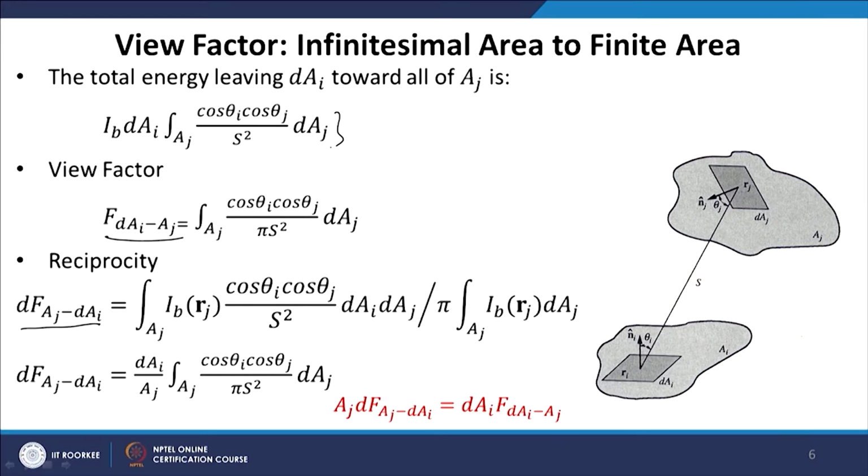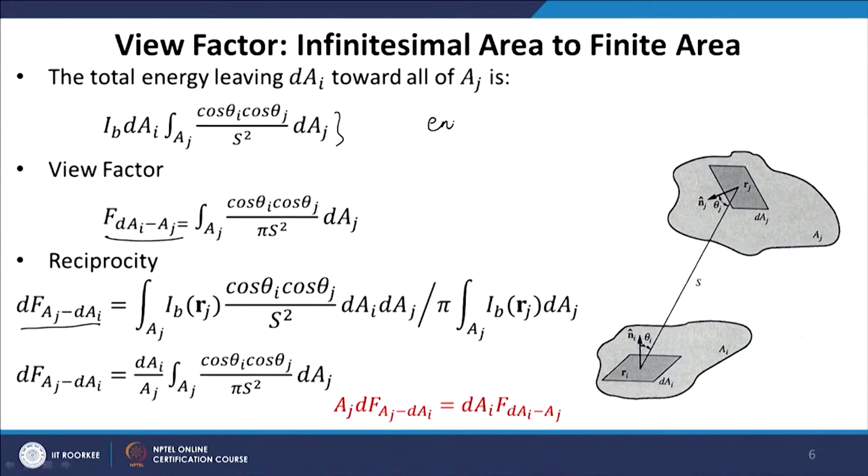So, all we are doing is just integrating over the area Aj, and we define view factor again by dividing this energy with total energy. So, this is energy reaching the entire surface Aj divided by total energy emitted, that is pi times Ib times dAi.